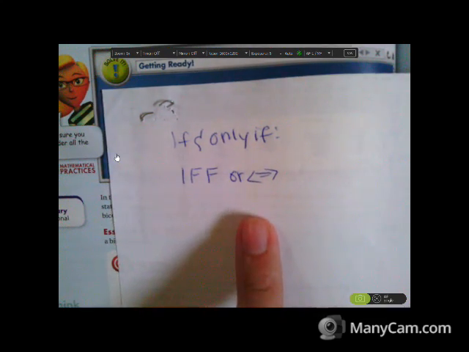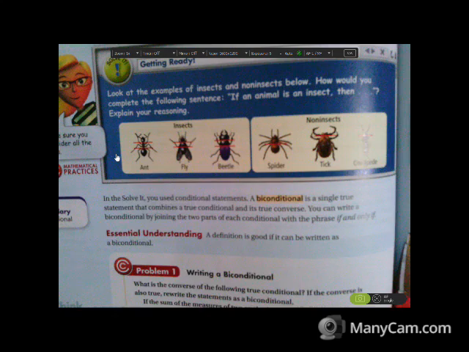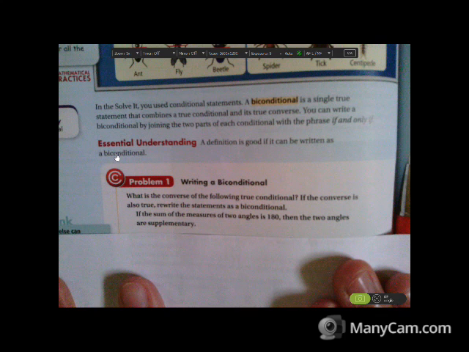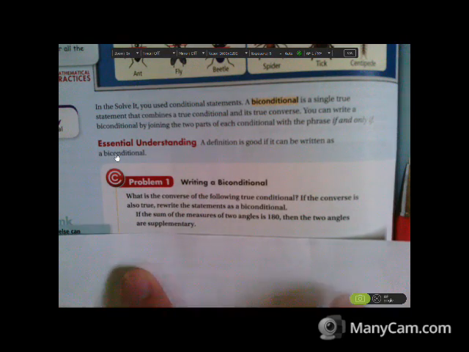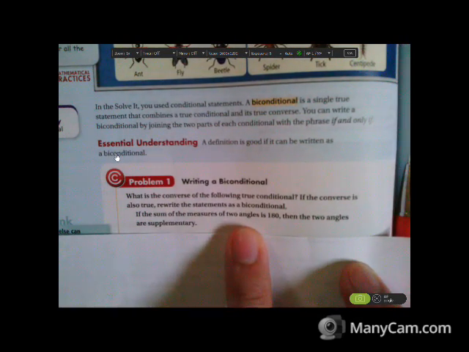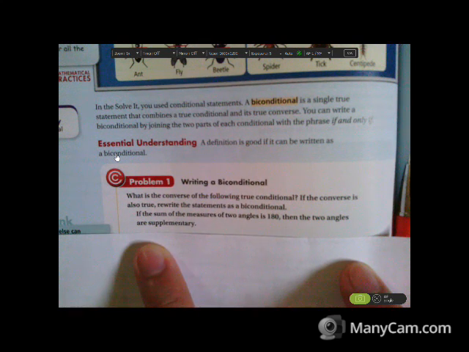So let's look at the first problem. What is the converse of the following true conditional? If the converse is also true, rewrite the statements as a biconditional. That means write it as if and only if. If the sum of the measures of two angles is 180, then the two angles are supplementary.